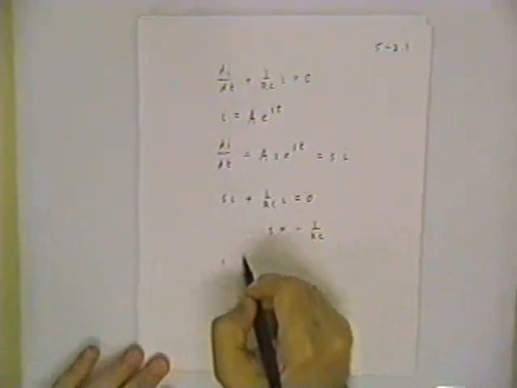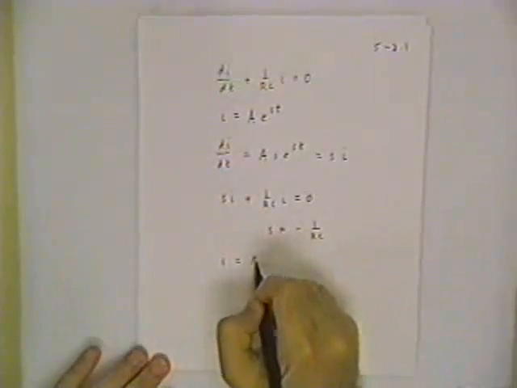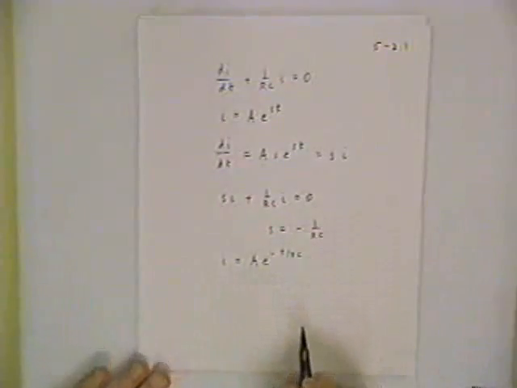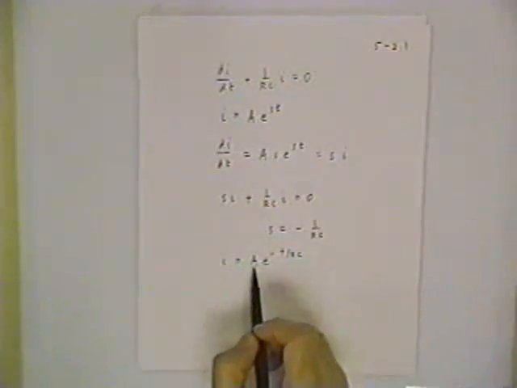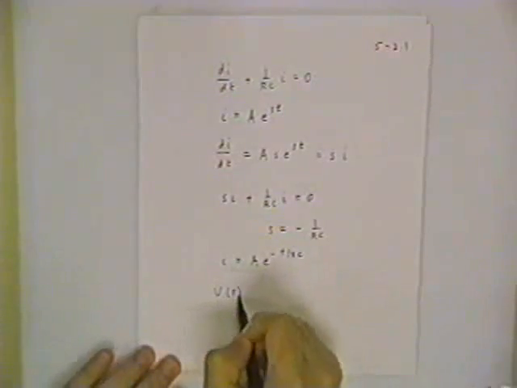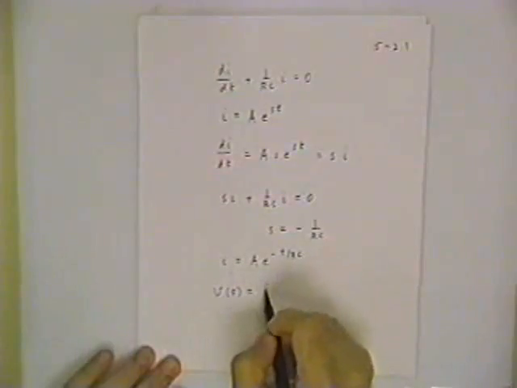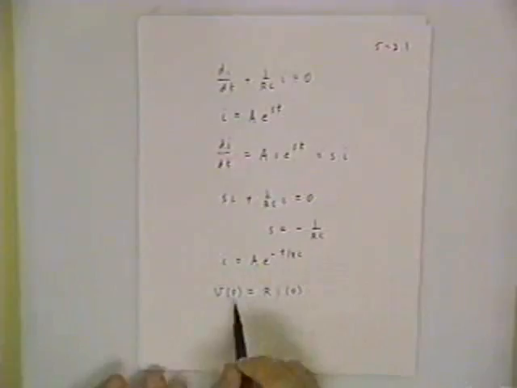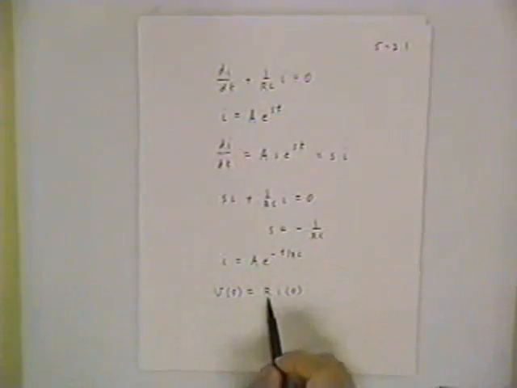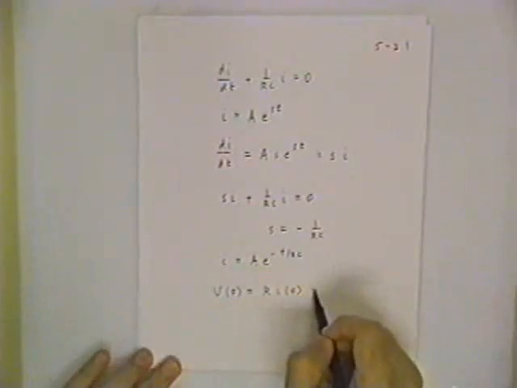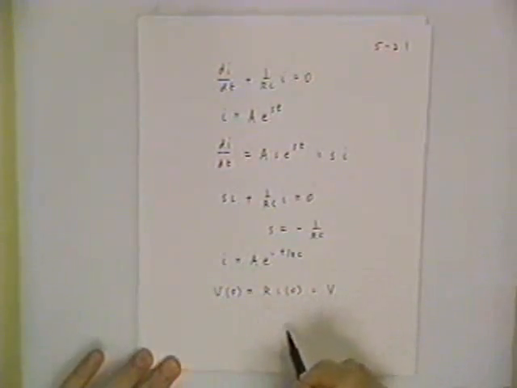What we can do now is come back to the equation I of t equals A e to the minus t over RC. Now all we have to do is figure out what this constant A is, and we can get that from the initial voltage. V of 0 is equal to the resistance times I of 0, and we know that because the voltage on the capacitor is the same as the voltage on the resistor. They happen to be in parallel. And this is, in turn, V volts.